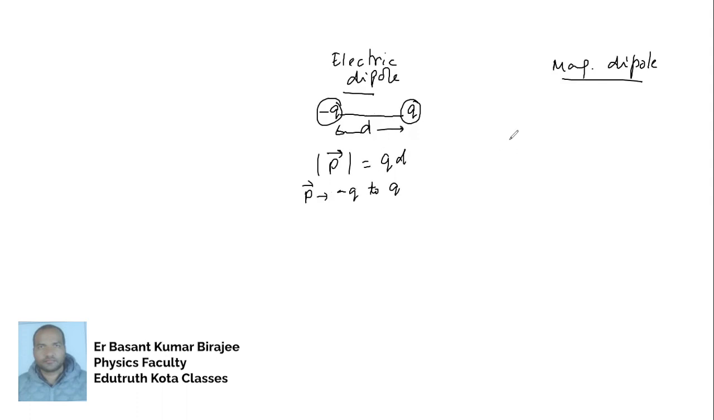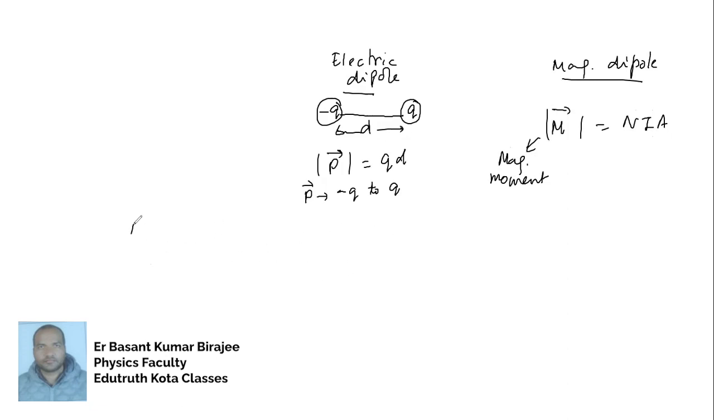Dipole moment, first: the magnetic moment, and the magnitude of the magnetic moment. This is the magnetic moment, and it is NIA, where N is the number of turns, I is the current in the loop, and A is the area.